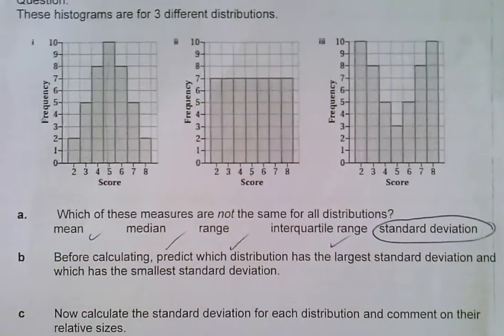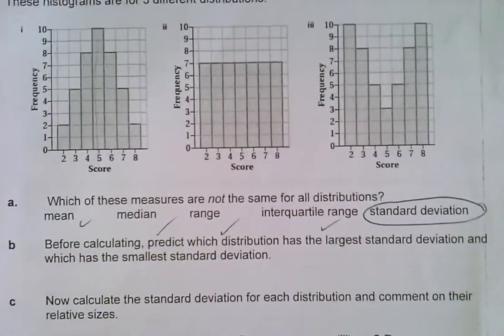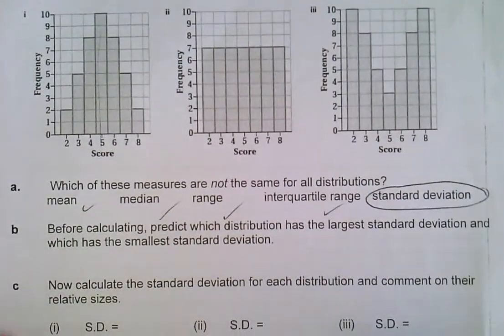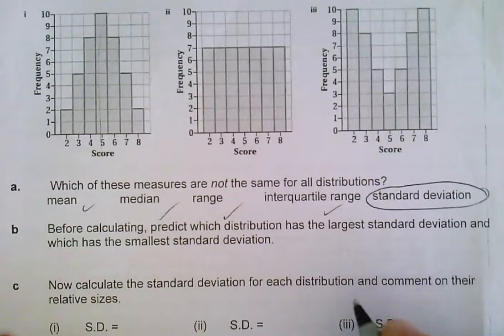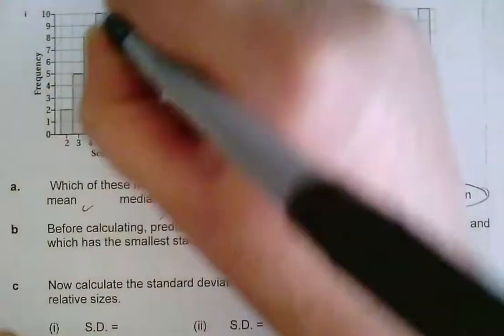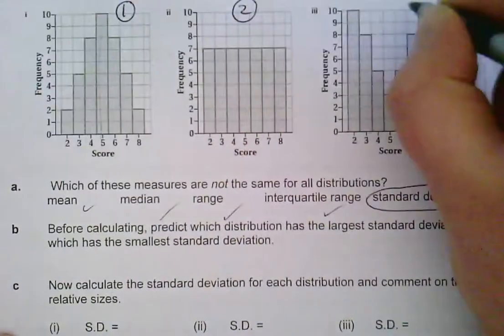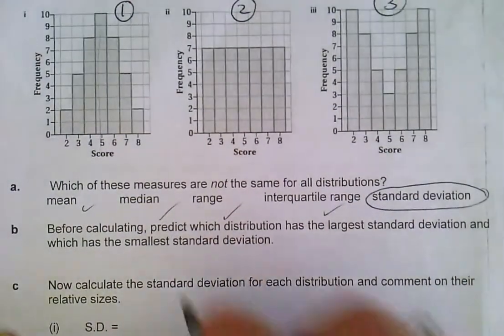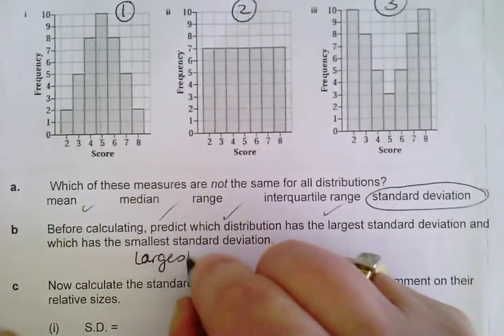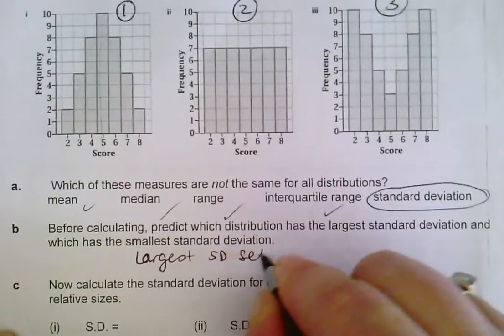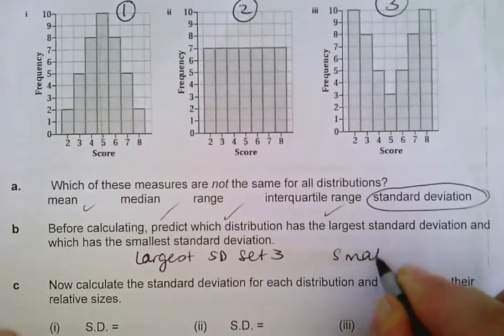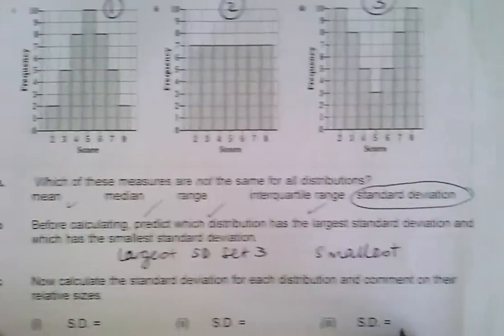The standard deviation will be different. Which one will have the largest standard deviation? Girls, set 1, 2, or 3. I'll call this set 1, 2, or 3. So the largest standard deviation is set 3. The smallest, girls, will the smallest be set 1 or 2?